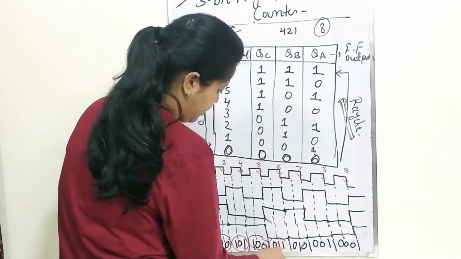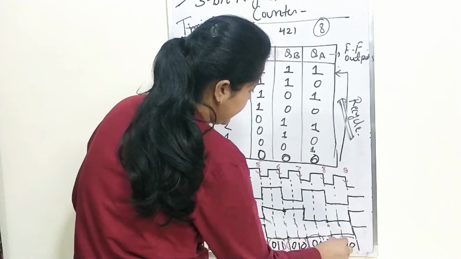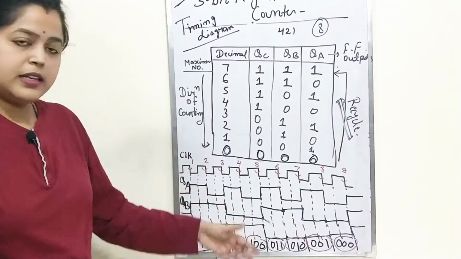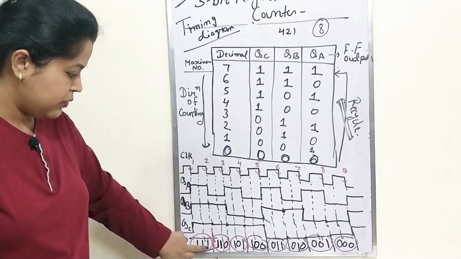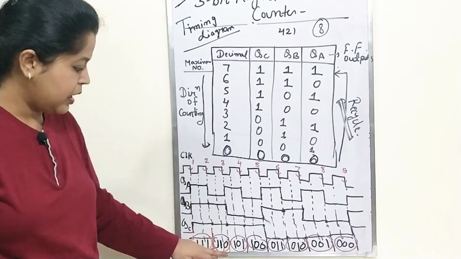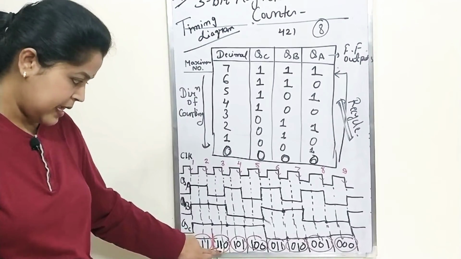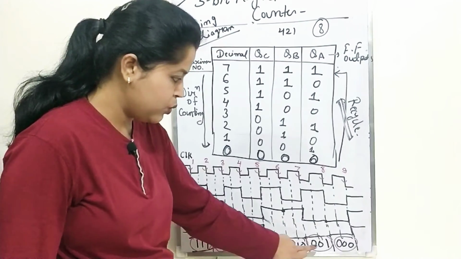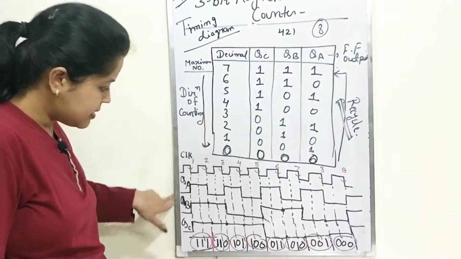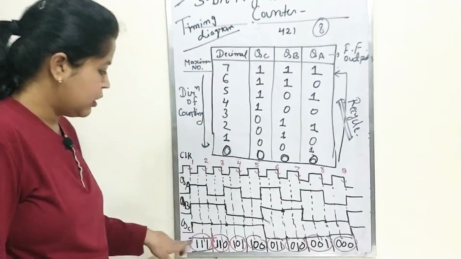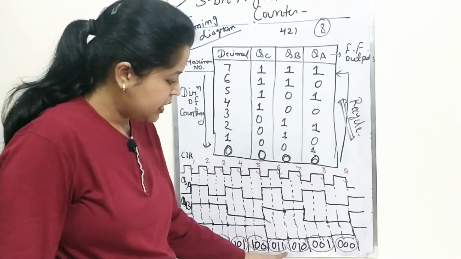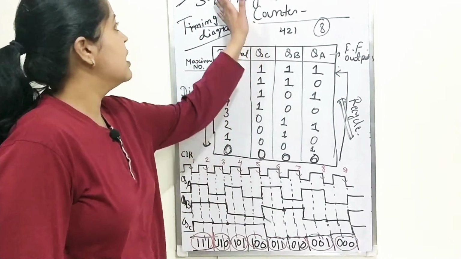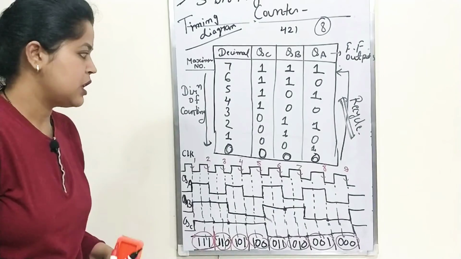So see, again the same concept. The circuit starts to count from 1, 1, 1, that is 7. Then it will come to 1, 1, 0, which is 6, then 1, 0, 1, which is 5, 1, 0, 0, which is 4, then 3, 2, 1, 0. So the cycle repeats as long as you are applying the clock: 7, 6, 5, 4, 3, 2, 1, 0. This is because it is a 3-bit asynchronous down counter.